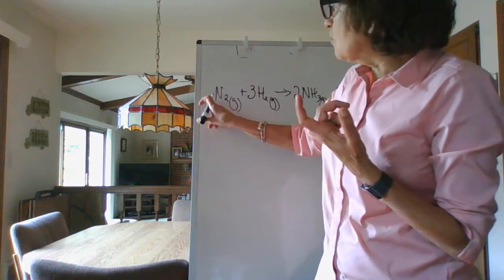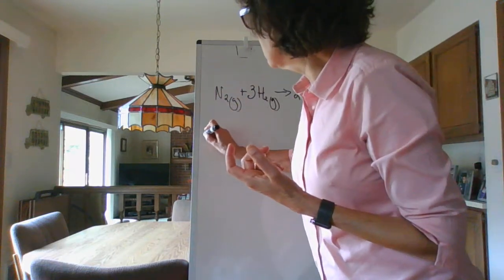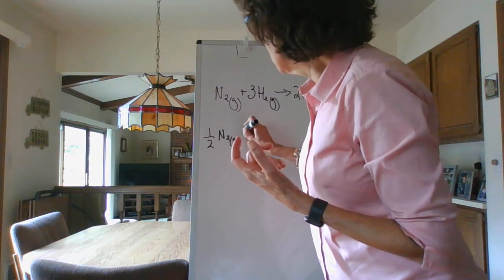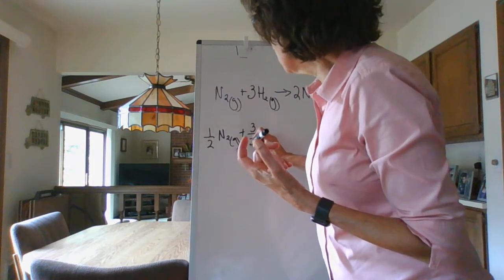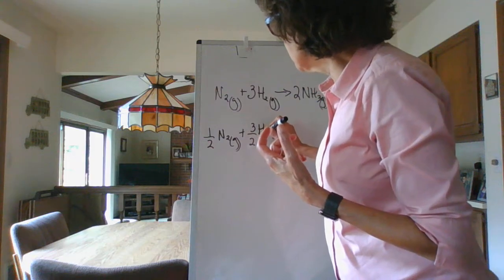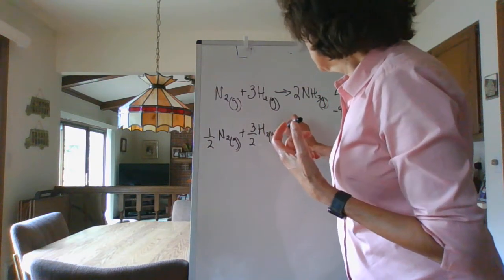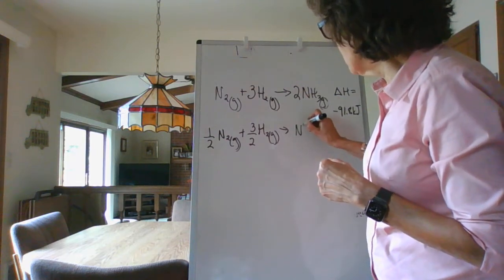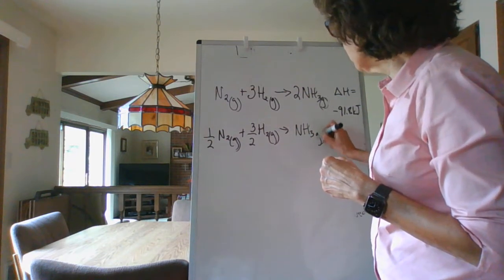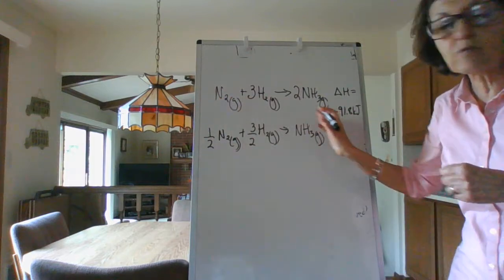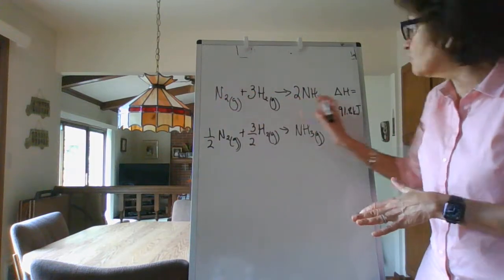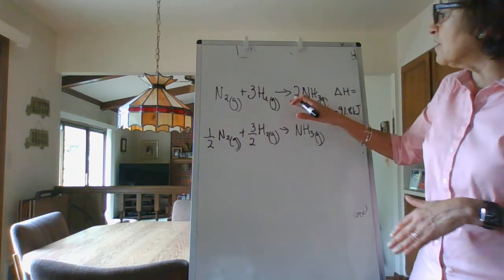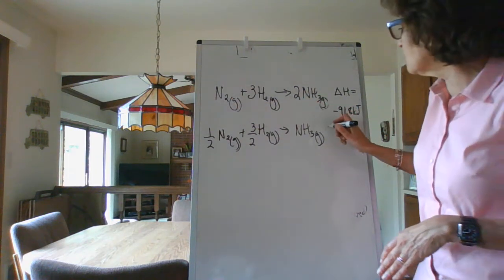So I'm going to take this 1 and divide it by 2. So that becomes half a mole of nitrogen plus 3/2 of a mole of hydrogen. 2 divided by 2 is 1, 1 mole of ammonia. And whatever you do to all these things in the equation, you have to do the same thing to the delta H. So since I divided everything by 2, I have to divide this by 2 also.